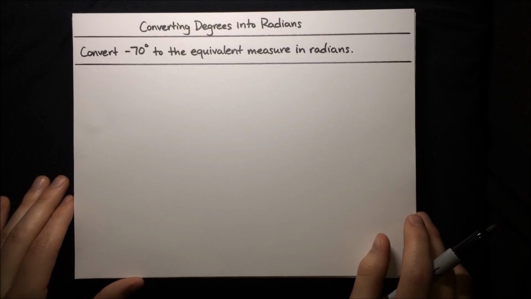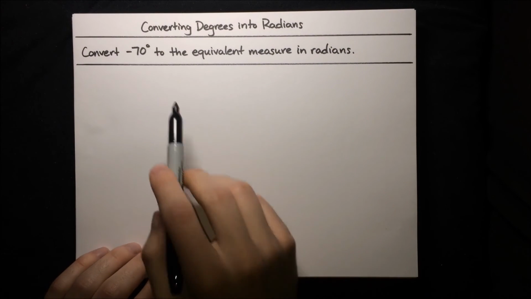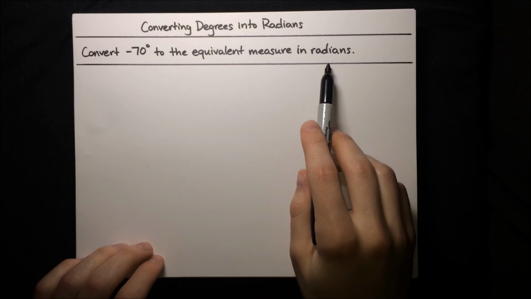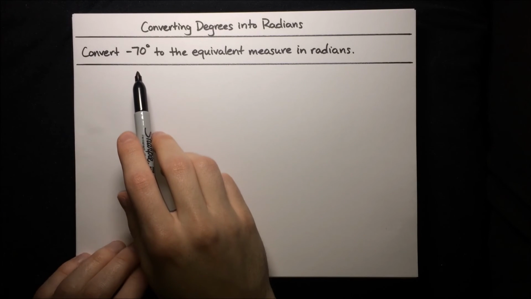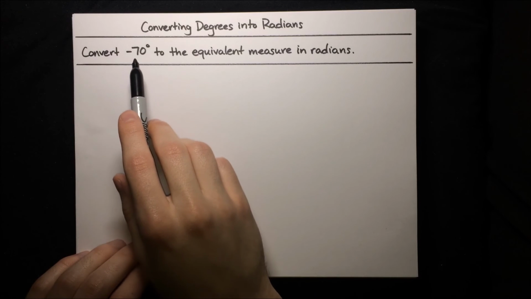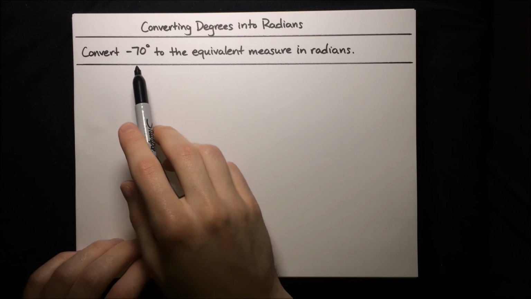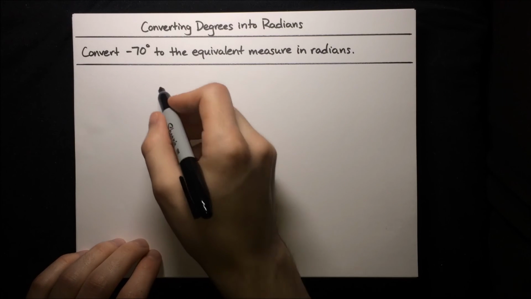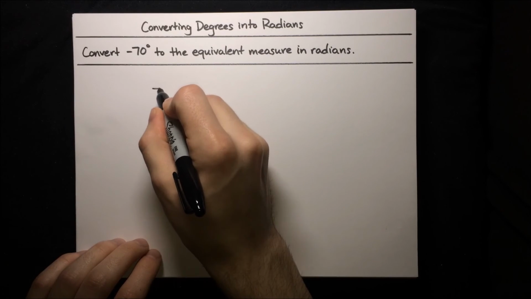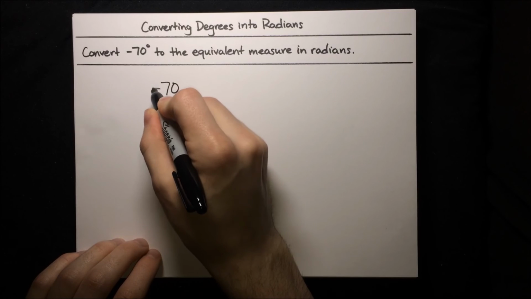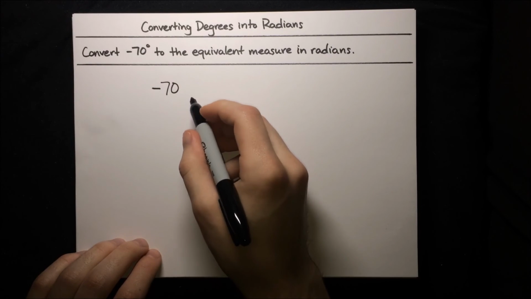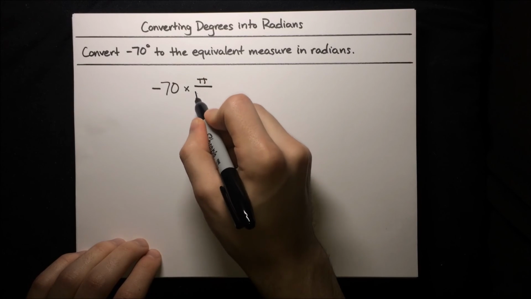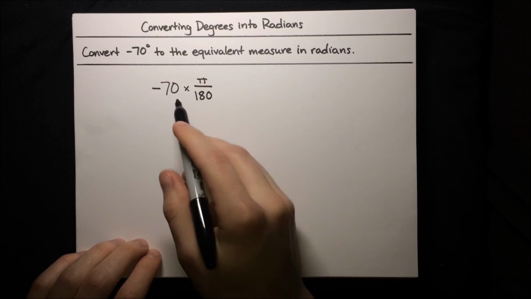Here's our final example. We want to convert negative 70 degrees to the equivalent measure in radians. And okay, so this looks a bit intimidating because it's a negative degree measure. It's a negative angle, but really the process is just the same. We take that angle measure, negative 70 degrees, so negative 70, and then we multiply by that conversion factor. So times pi over 180, and then we just have to simplify.